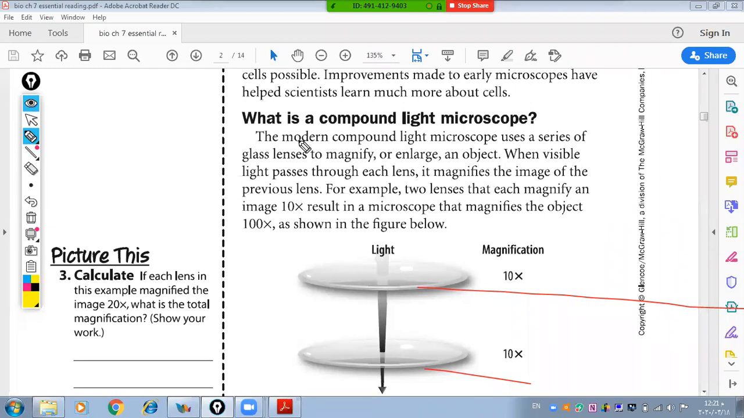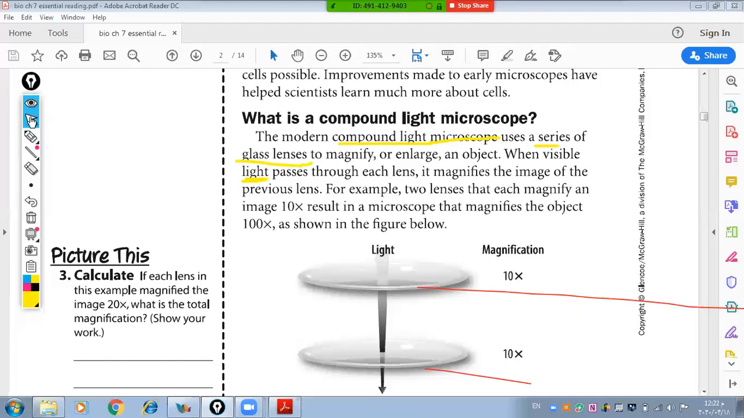So now the modern compound light microscope uses what? A series of glass lenses, which is usually two. When visible light, so it uses what? Visible light, the ordinary light that we have in our room or from the sun. So each lens magnifies the power of the other lens. If two lenses, each one by 10, we multiply the power of the two lenses.